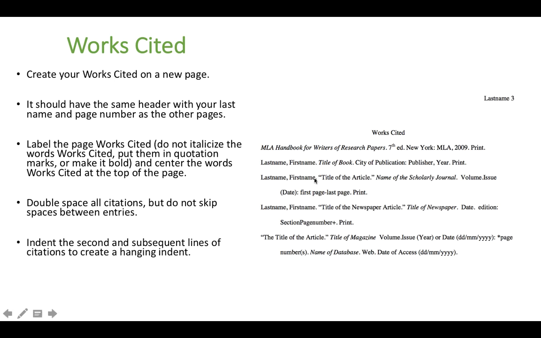If a citation runs onto a second line, you have to indent. It's called a hanging indentation. So make sure you do that. And then all works cited entries end with a period. So just double check that they all end with a period. And then they need to be listed alphabetically as well. So whatever comes first, the first letter, you arrange them alphabetically.